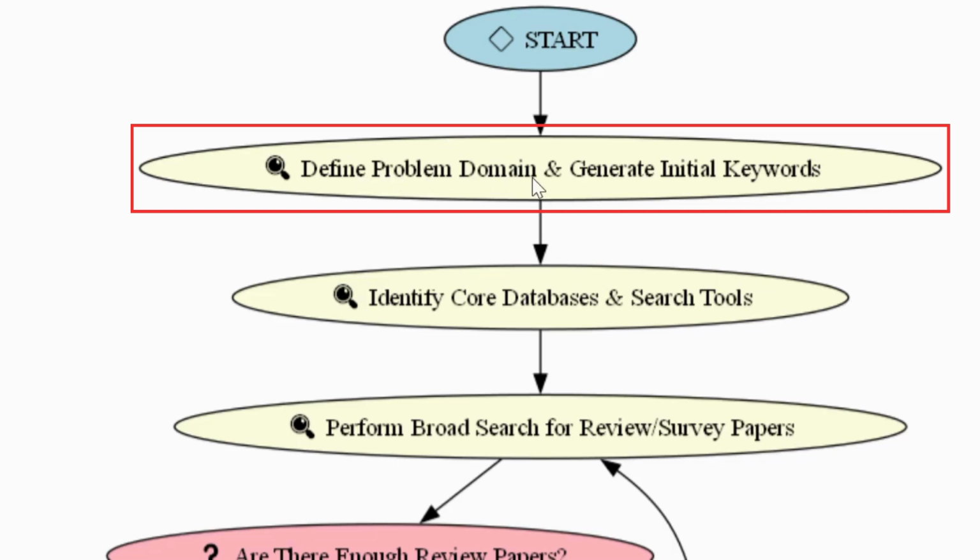The first step is understanding your problem domain and generating an initial list of keywords. This sets the stage for your entire research. Think carefully about the core concepts, key terms, and alternative phrases that relate to your topic.